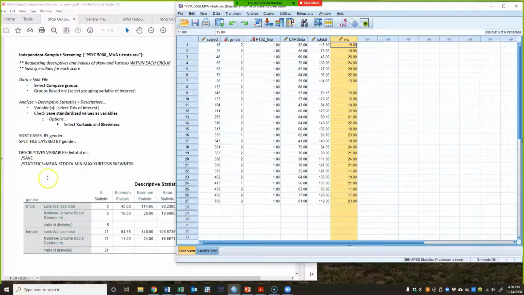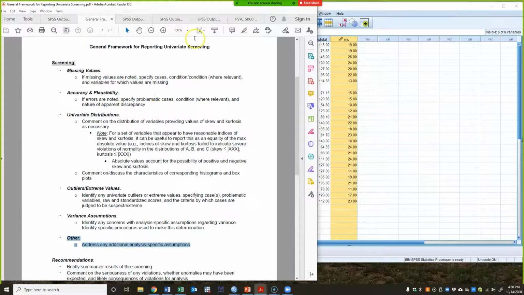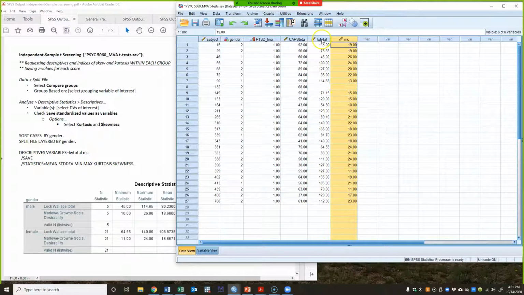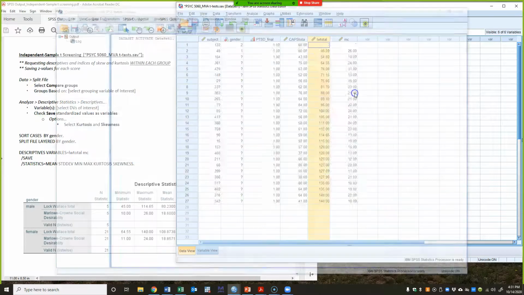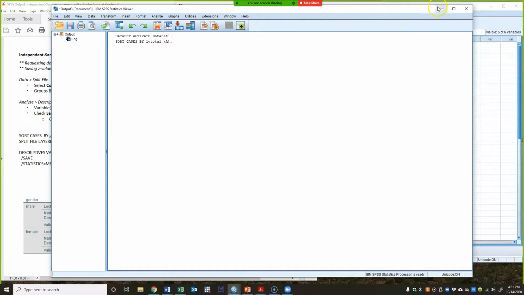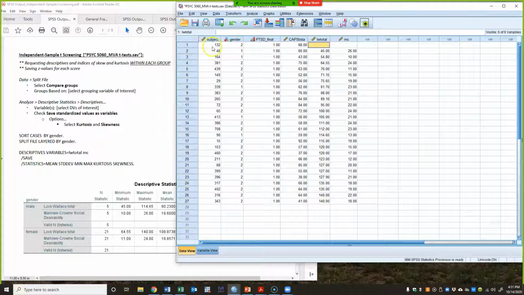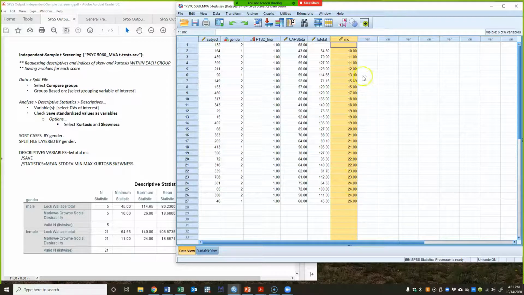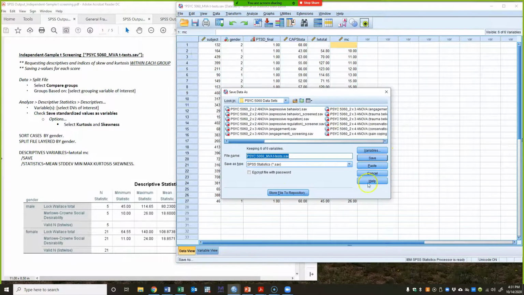The first thing we want to do, based on my general screening, is take a look at missingness in my data. With small sets like this, probably the easiest way is to click on Locke-Wallace, right click, and hit sort ascending. I see that case 132 is missing a Locke-Wallace score. If I do the same thing with my Marlowe-Crowne, sort ascending, same thing, 132. What I'm going to do is go to File, Save As.